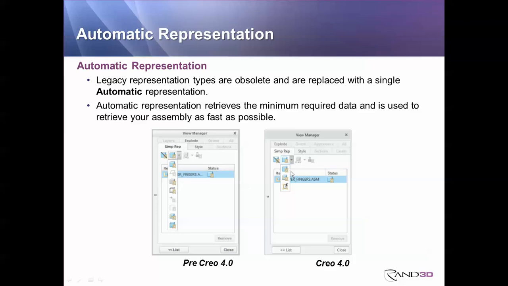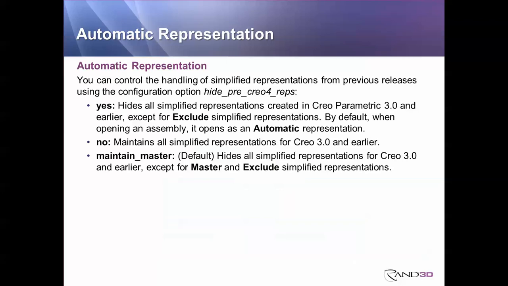Definitely the statuses that you can assign have been streamlined, and if you would like, you can actually hide all the simplified reps that were created in legacy versions of the software through configuration. There's a config.pro option, hide pre-Creo 4 reps, that as you can see there, you can set with one of those 3 options: yes, no, maintain master. So if you want to do nothing and just transfer all of your reps from older versions of the software into Creo 4, you just set that option to no. And it's as it was before. You don't lose anything. But you've got options now if you prefer to go another route.